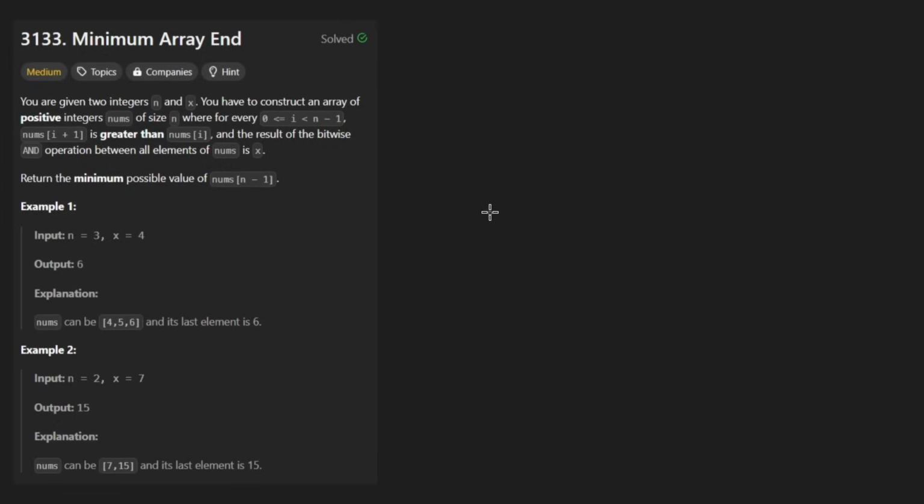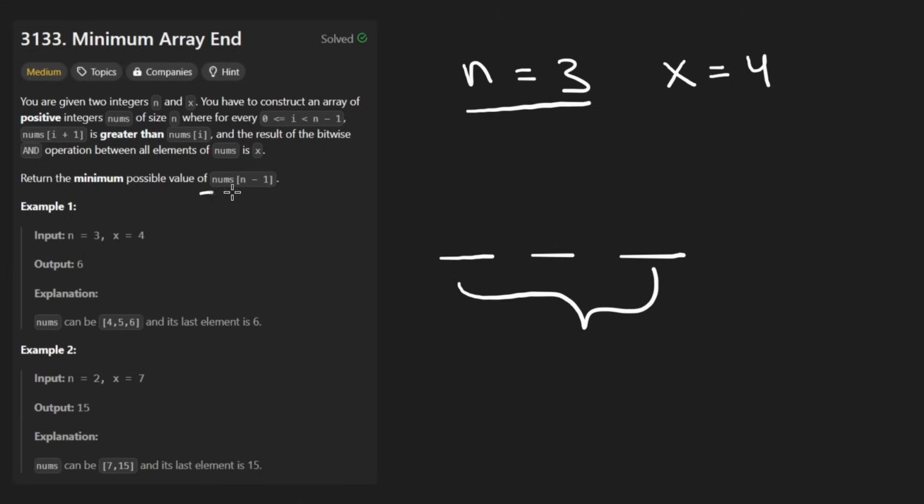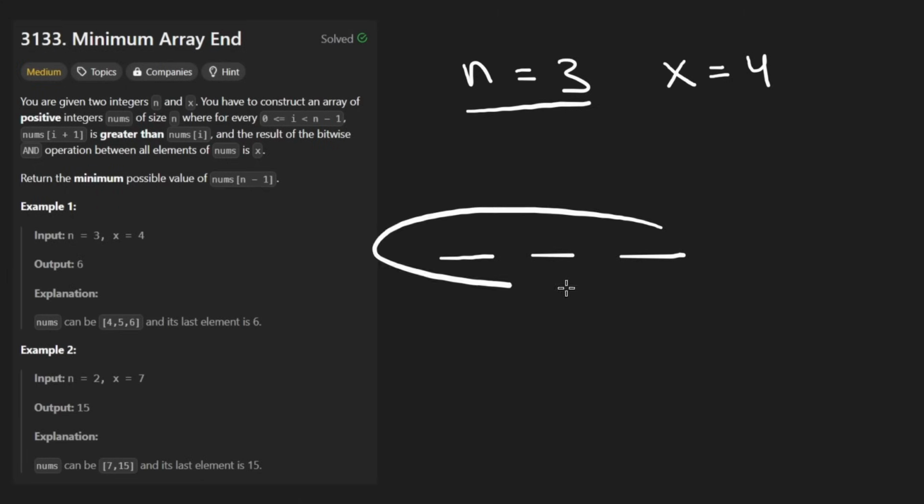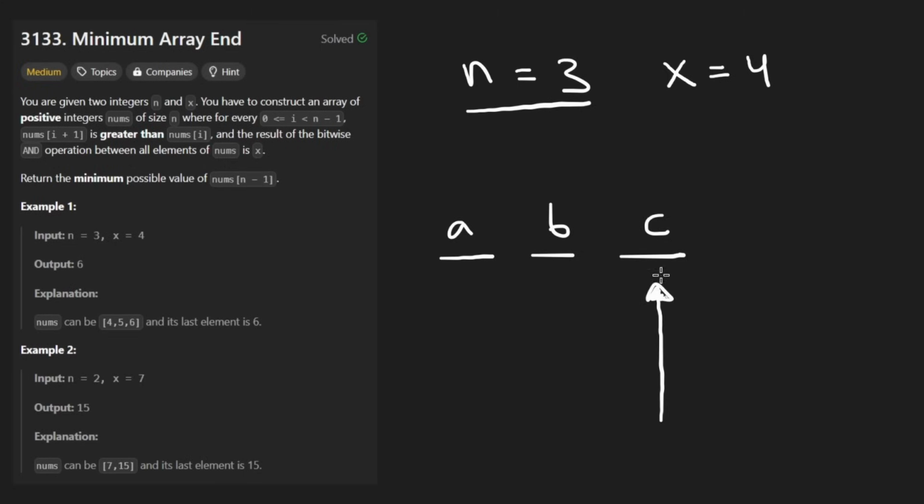So the problem statement revolves around these two parameters that were given. Let's say in this first example, n equals 3 and x equals 4. So n equals 3 means we want to create a sequence of numbers. You could call it an array. That's how they refer to it. And the order of these elements is going to matter. And so we want to fill these values in. Let's say we filled it in like this, A, B, C. What we want to return is the last value in this sequence. So this would be the value that we return.